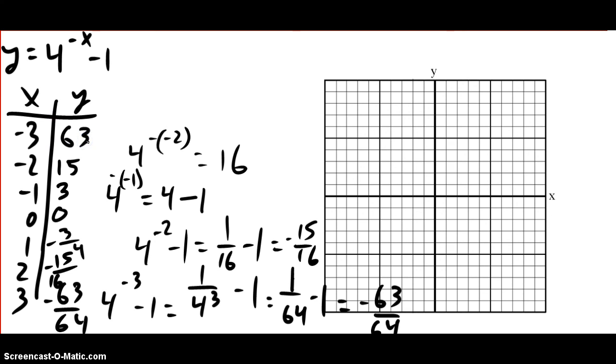So we're going to try to graph this. This gets a little crazy. Exponential graphs get really big really quickly. So this one's going to be off the charts. This one's even off the charts. Negative 2, 15 is way up there. Negative 1, 3 is right there. Goes through 0, 0. 1, negative 3/4, 2, negative 15/16, 3, just about right there.